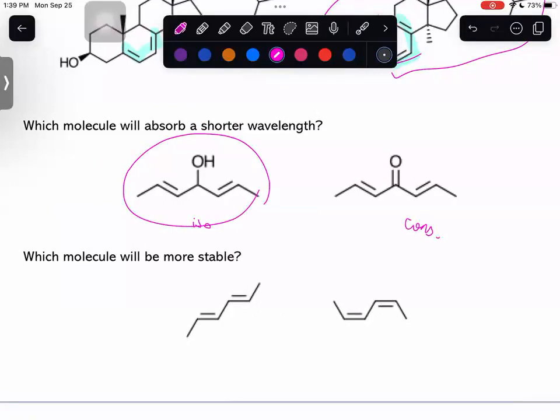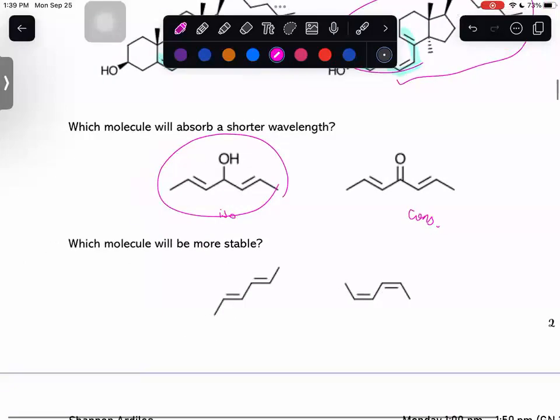It's like the opposite. No, short wavelength meaning it's higher than. Yes. Okay.